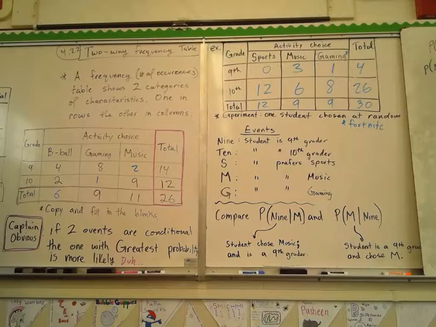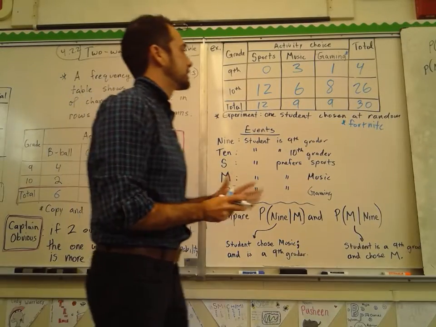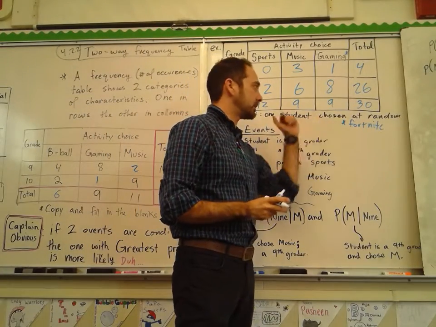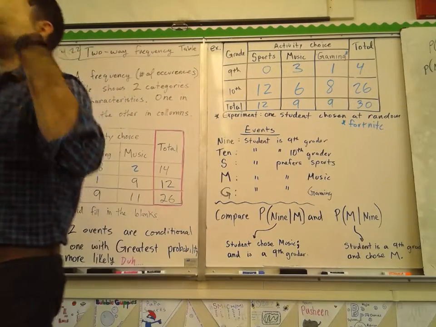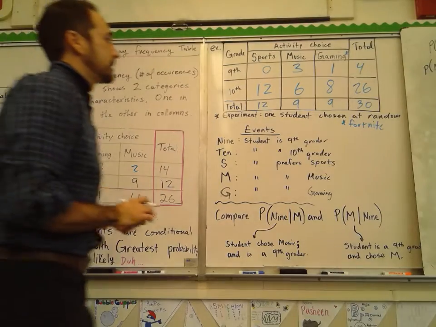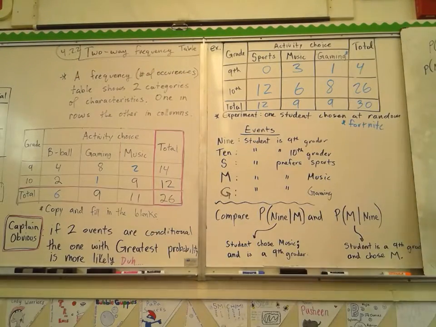Remember, we're choosing one student out of the total number of students. Our total is 30, so the probability for each event is going to be out of 30. First off, what is the probability of A, that is our second conditional event here? And what is it? M. So remember, it's going to be out of 30. And what is my probability?